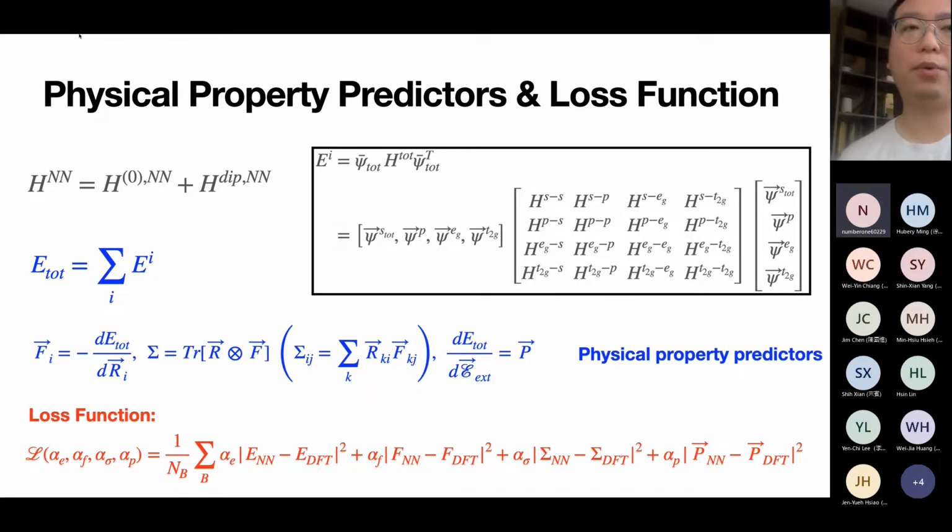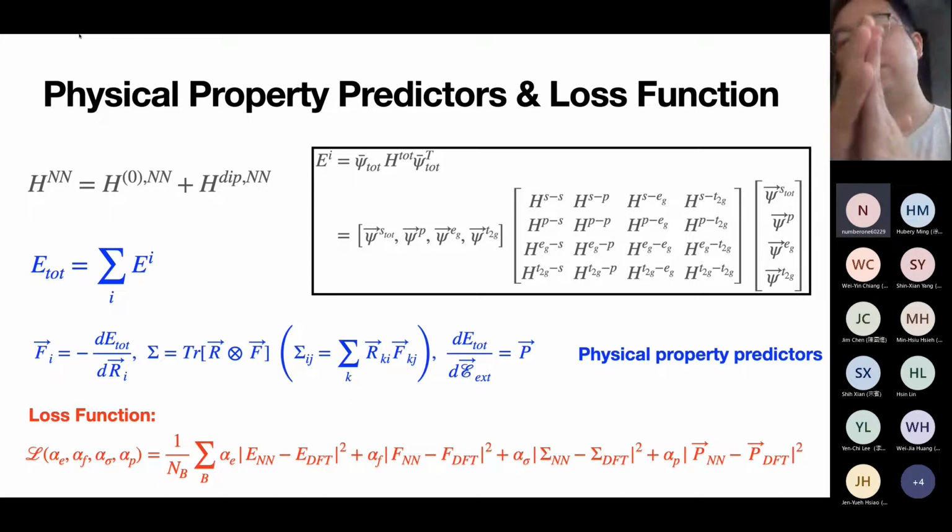We want to predict force, which is the derivative of the energy with respect to R. We want to calculate the stress tensor, which is R cross F. And then we also want to calculate the total dipole moment, which is the derivative of E with respect to external field. So these are the physical properties that we want to output from the machine learning model. And then we need to compare this with the DFT result.